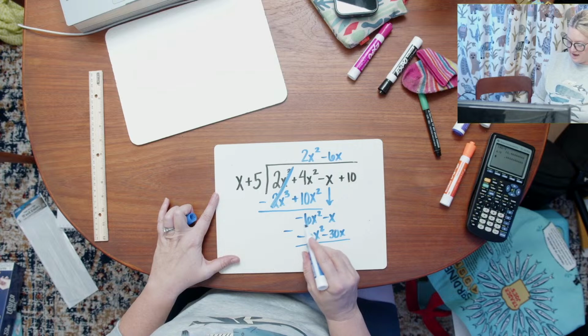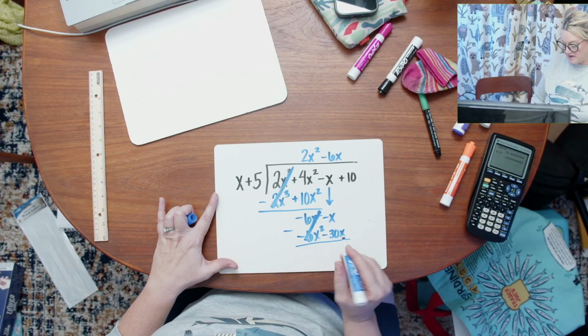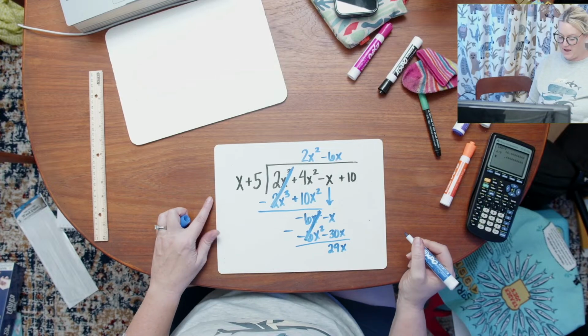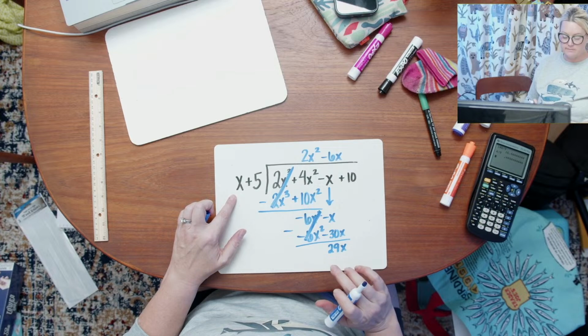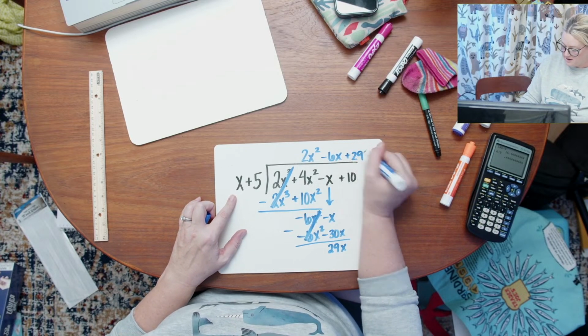Okay, so negative 6x squared minus negative 6x squared cancels out. Negative x minus negative 30x is going to give me 29x. All right, we're back into the positives. Right, so x times what gives me 29x? I'm going to do plus 29.